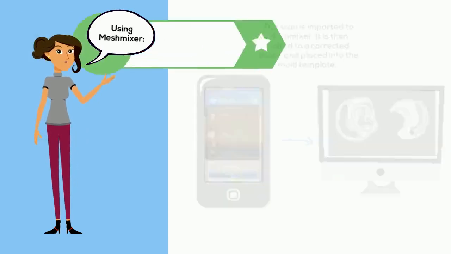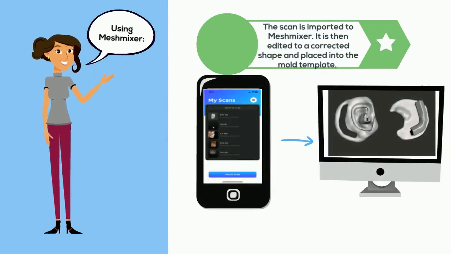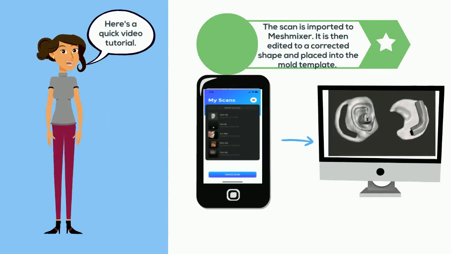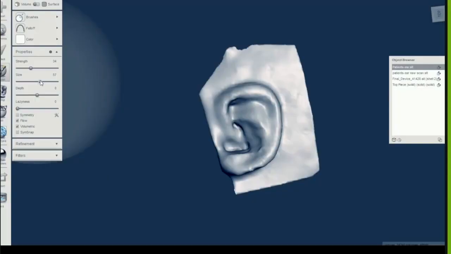Using Mesh Mixer, the scan is imported to Mesh Mixer. It is then edited to a corrected shape and placed into the mold template. Here's a quick video tutorial. Once the ear is imported into Mesh Mixer, the simple user interface makes it easy to modify the ear.